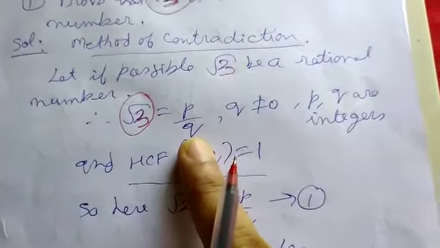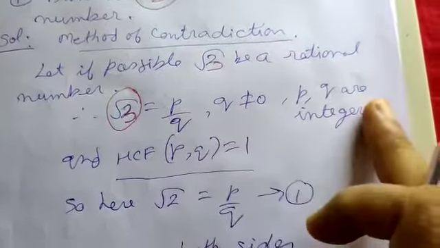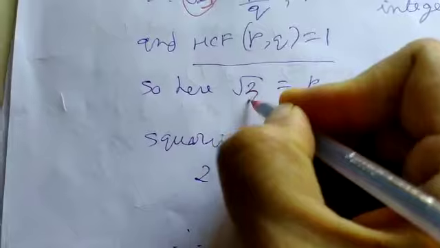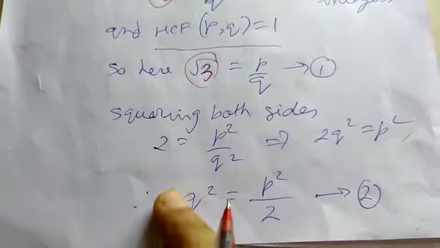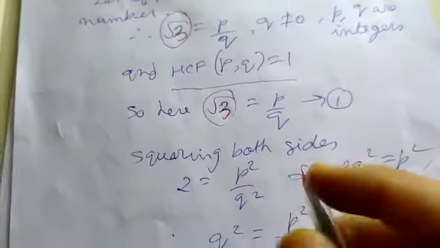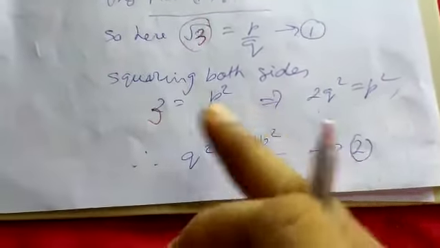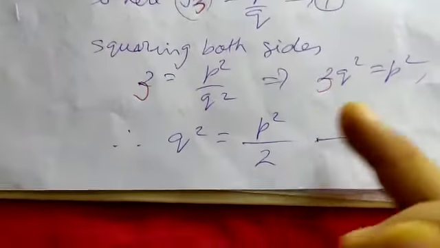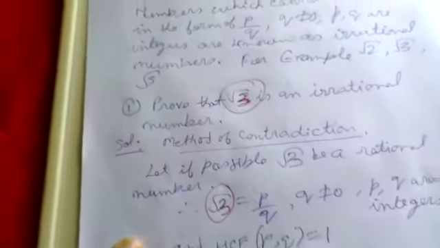Therefore root 3 equals p by q, q is not equal to 0, p and q are integers, and HCF of p and q equals 1. Squaring both sides, the square root of 3 squared becomes 3. So we get 3 equals p square by q square. This gives 3q square equals p square, and q square equals p square by 3. So it's very simple: replace 2 with 3, and similarly if it is square root of 5, you replace the number with 5.